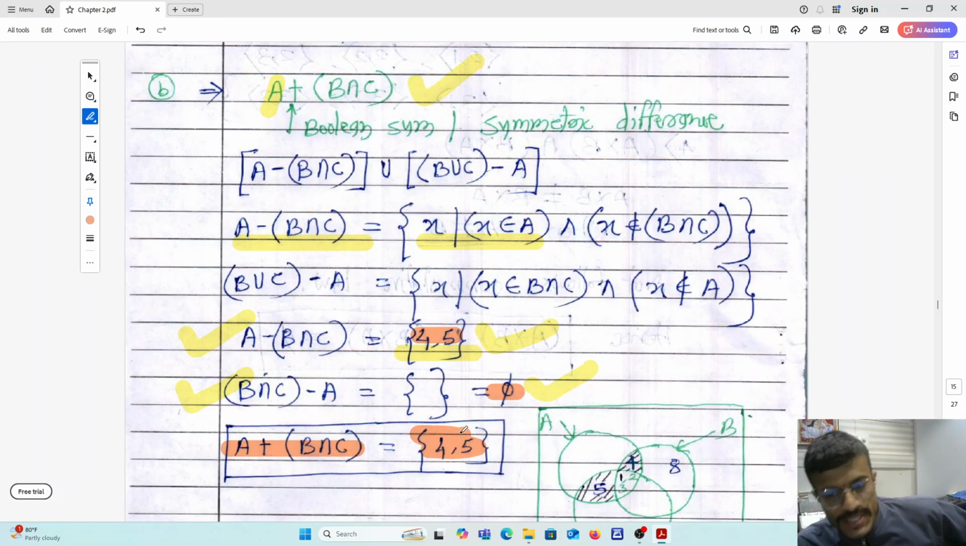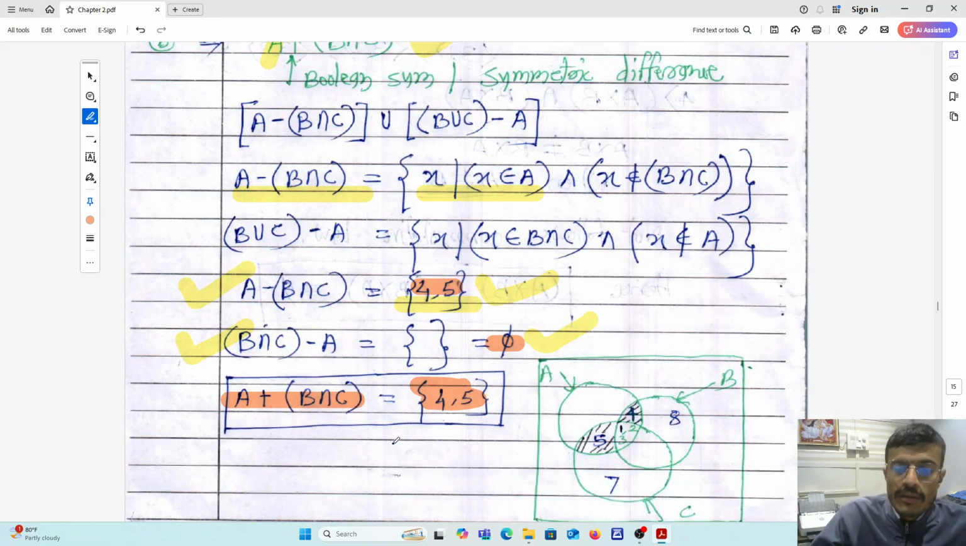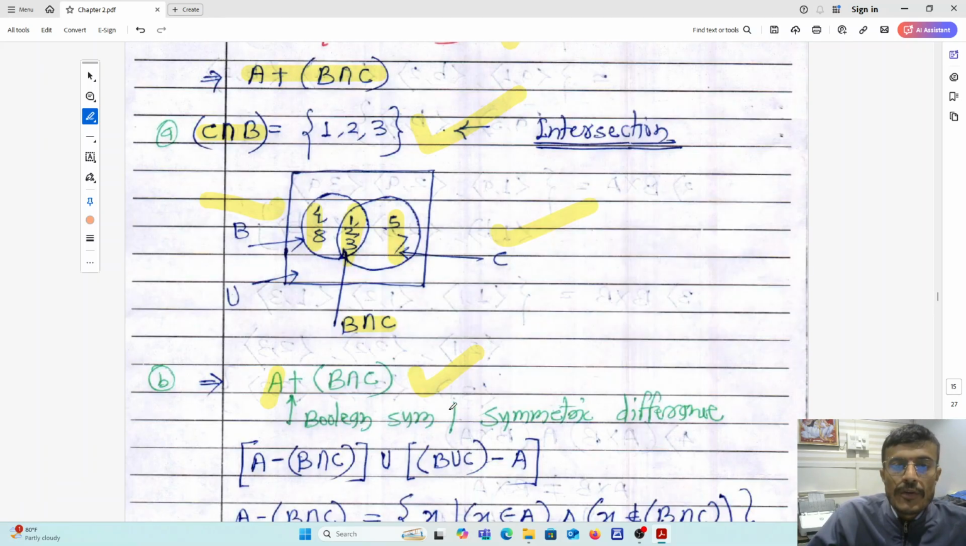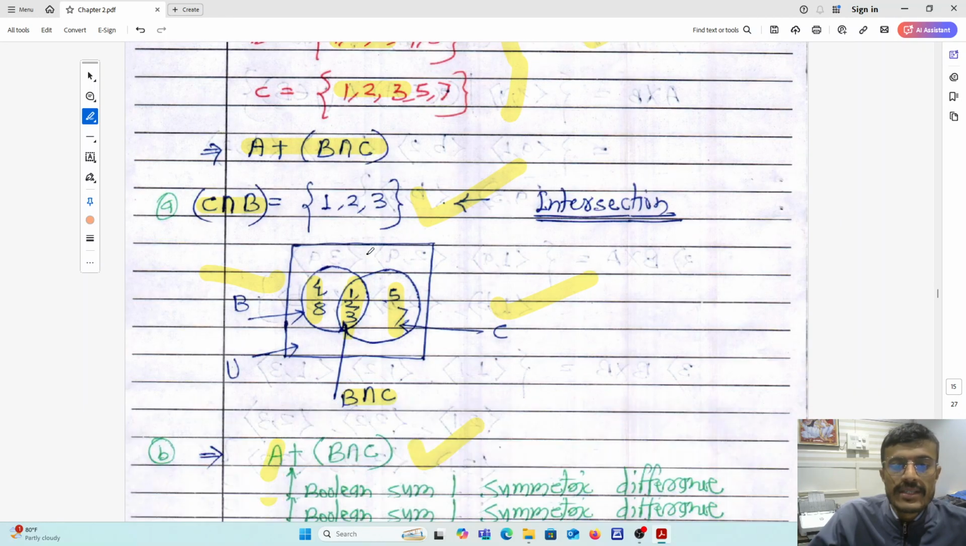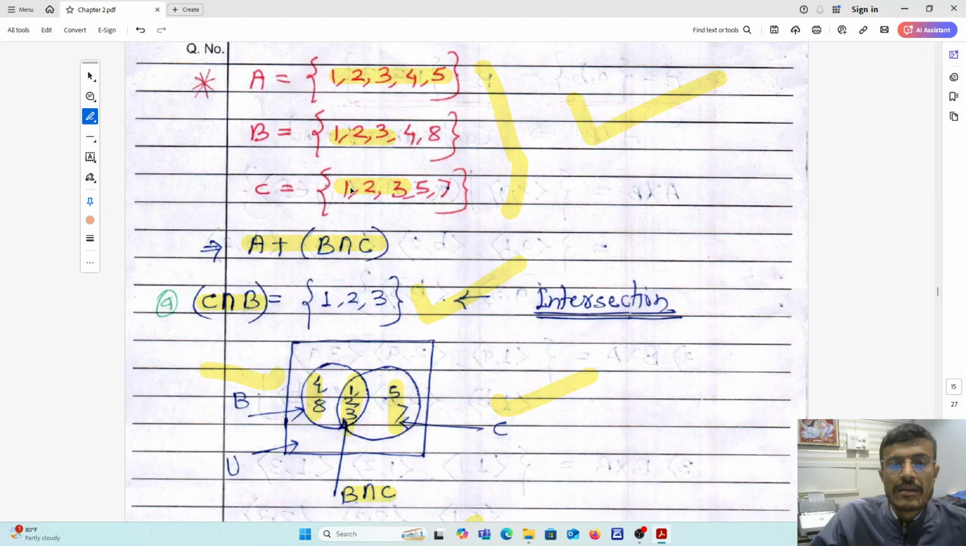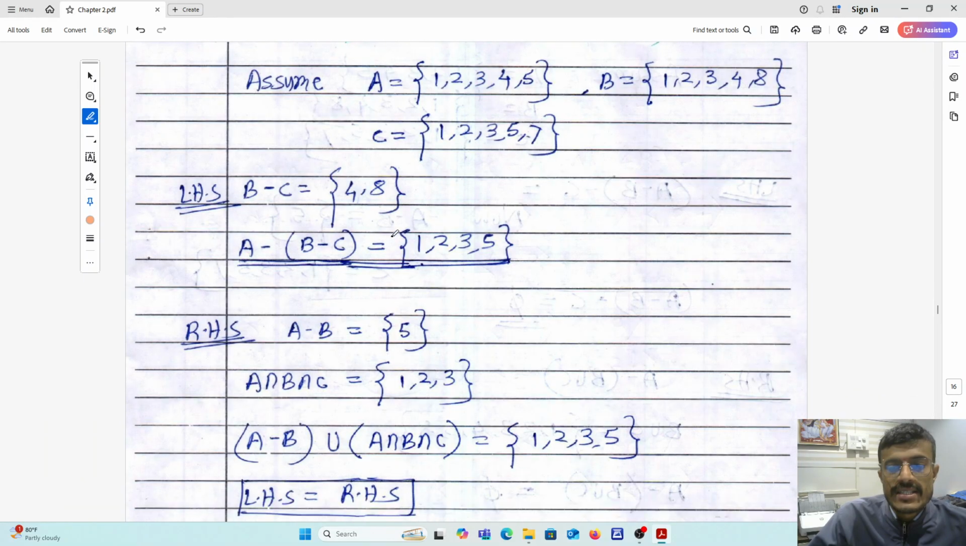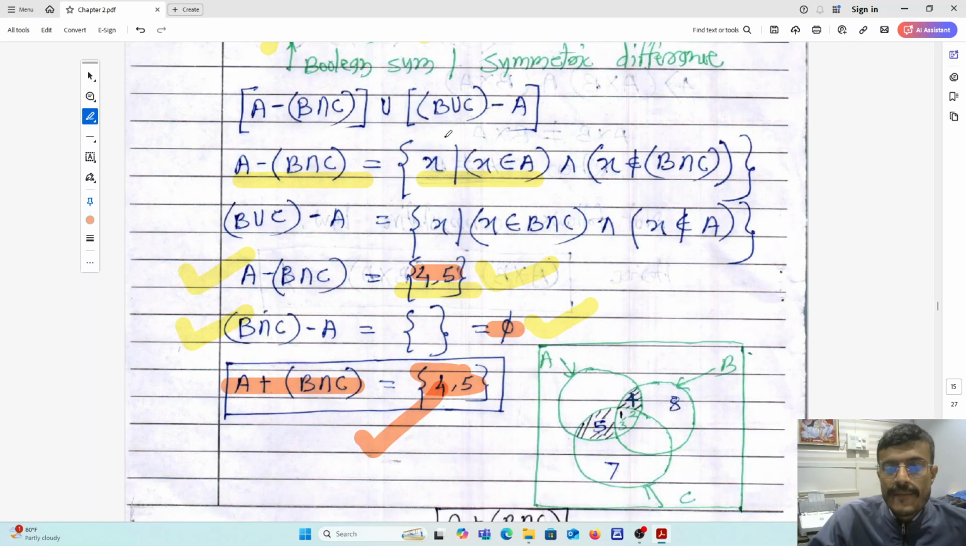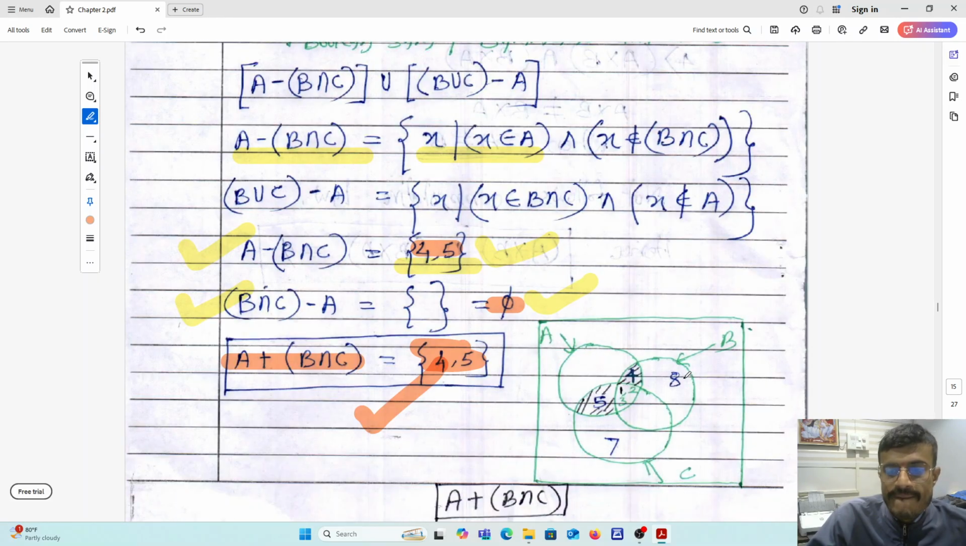Okay, so basically what we have to do is draw the Venn diagram for this one. From these given three sets, you can go through this. Here is the A, here is the B, and here is the C. And we have to find the intersecting portion, that is nothing but this one and this one. So that is A plus (B intersection C). Okay, so that's all for this example.